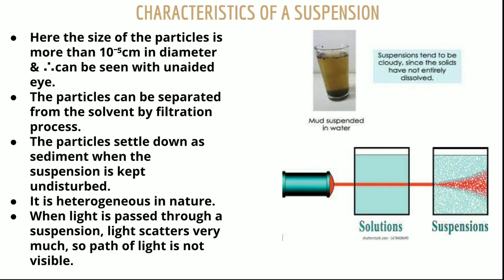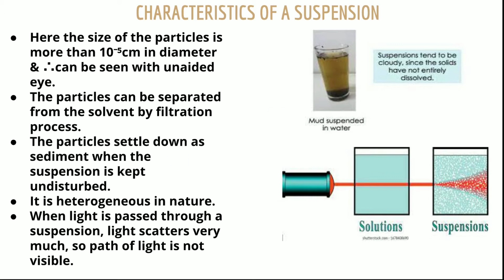A suspension is heterogeneous in nature, and when light is passed through it, light scatters very much, so the path of light is not visible. When light passes through a solution, it is not scattering, but through a suspension the light scatters and we cannot see the path.